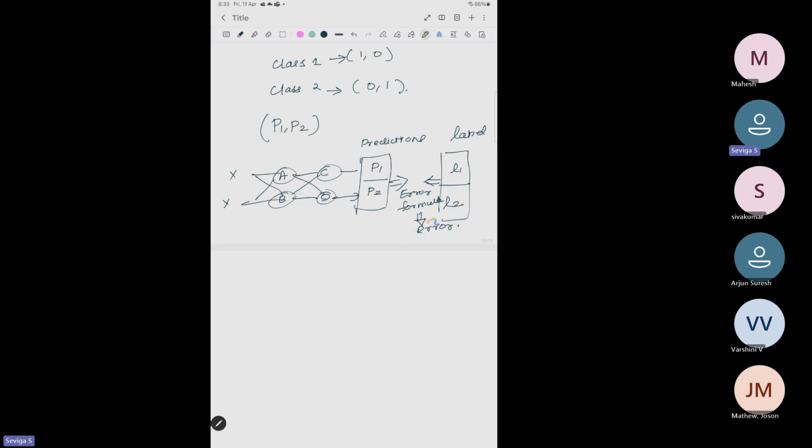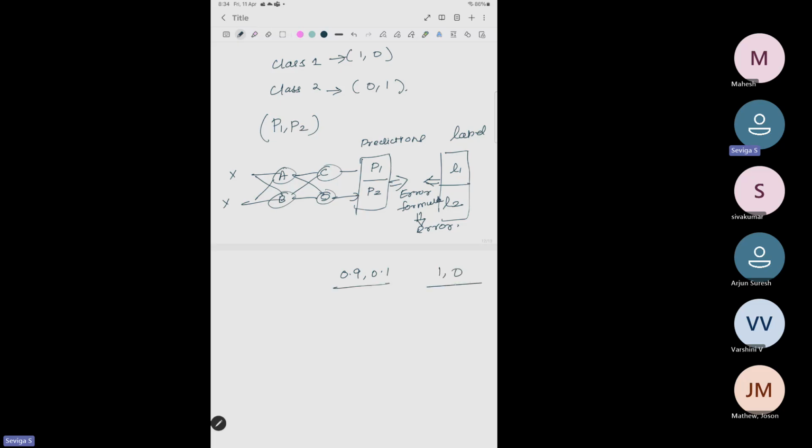Suppose this error is 0, then we know it is a perfect match. If there is a bigger mismatch, then the error will be bigger. So if the prediction list is identical to the label list, the error is 0. If the two lists are very close, for example, if the prediction is 0.9, 0.1 and the label is 1, 0, they are very close to each other.